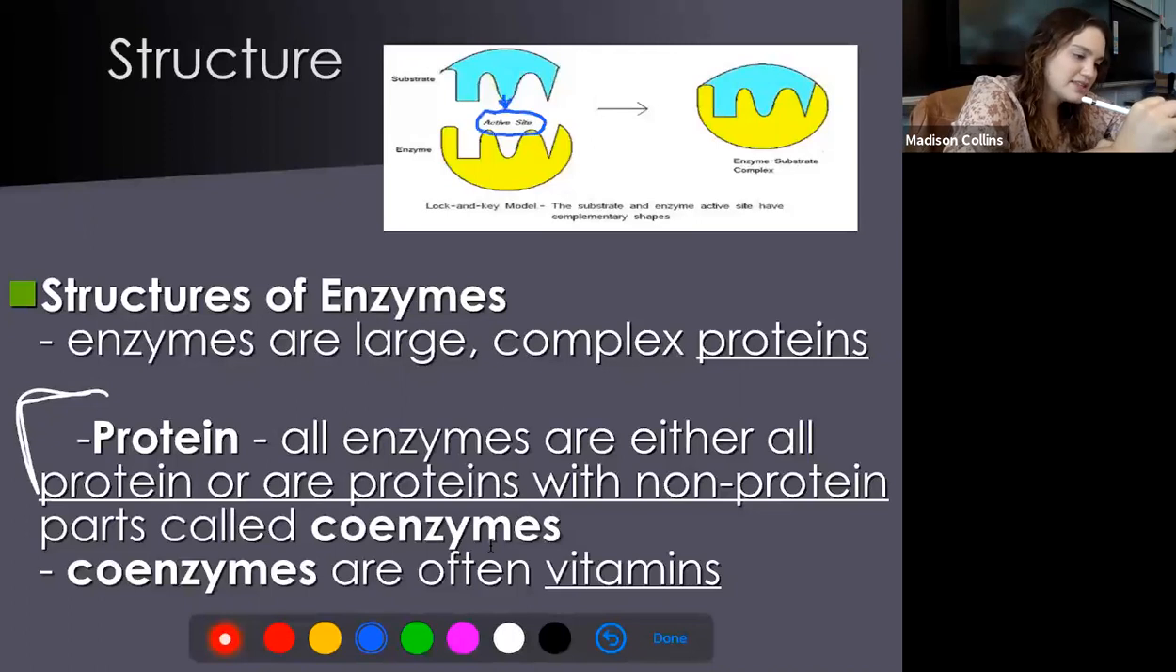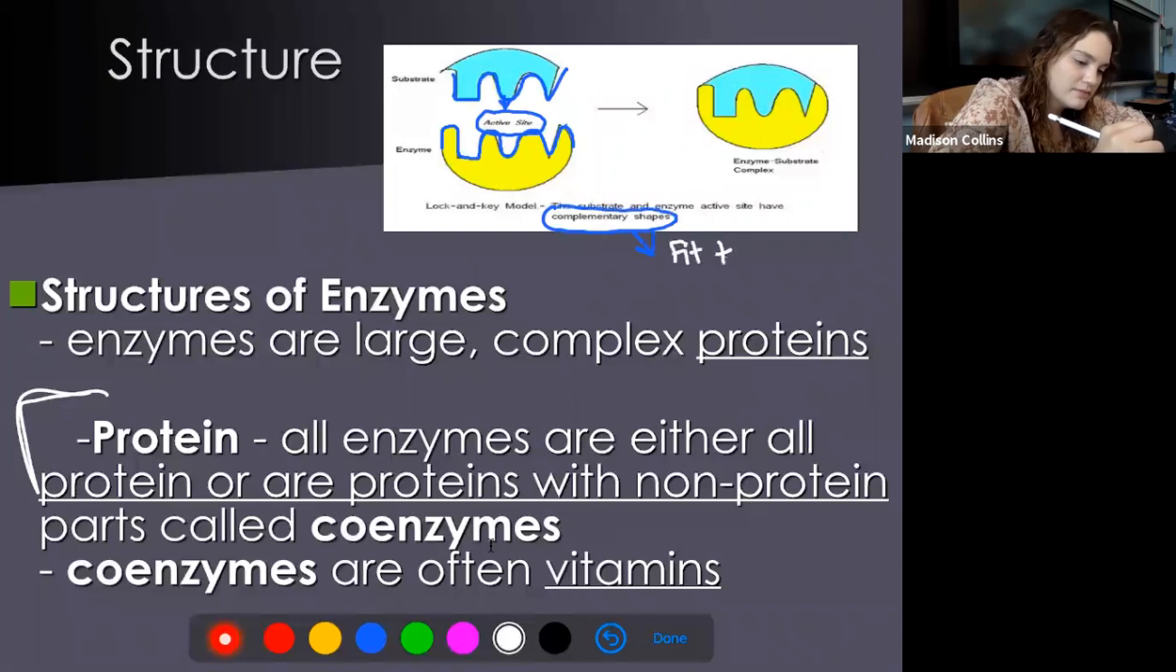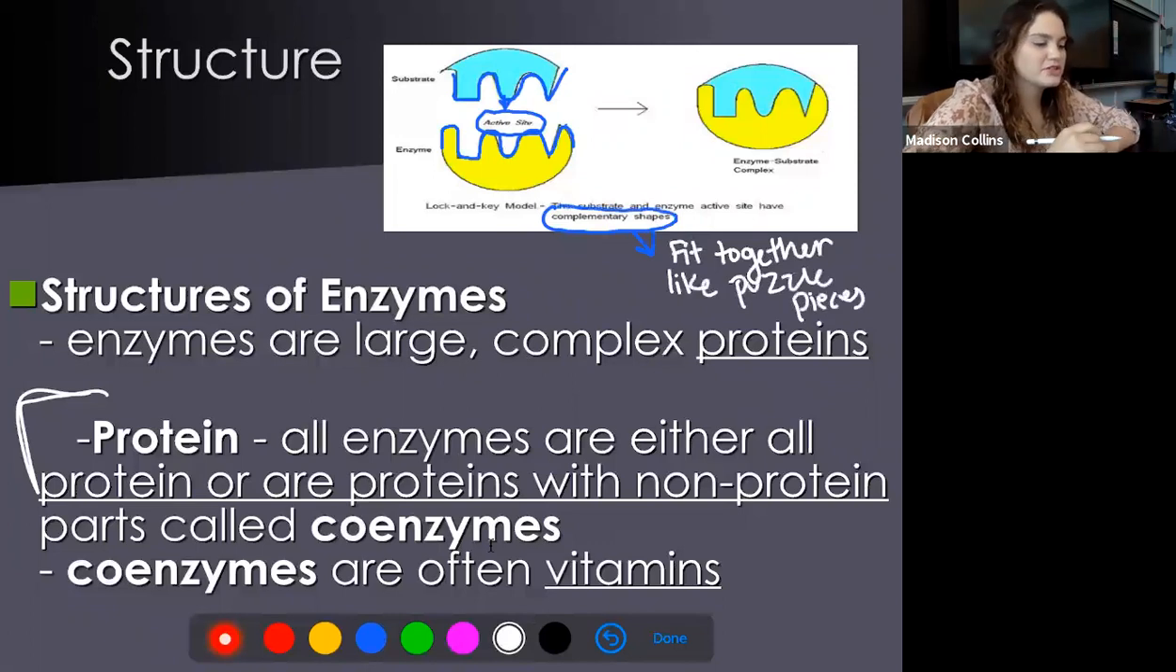Again, you might notice that this substrate and enzyme have the same exact pattern. So they have to have complementary shapes. When we say complementary shapes, that means they're going to fit together like puzzle pieces. So that enzyme and that substrate, which is what the enzyme is working on, are going to come together and fit together perfectly, just like you see right here.